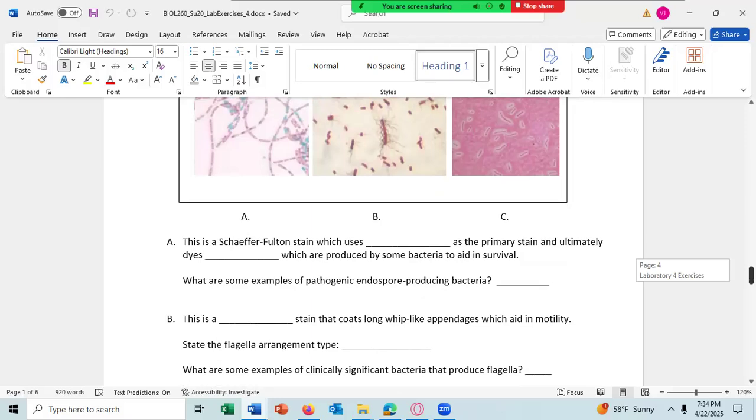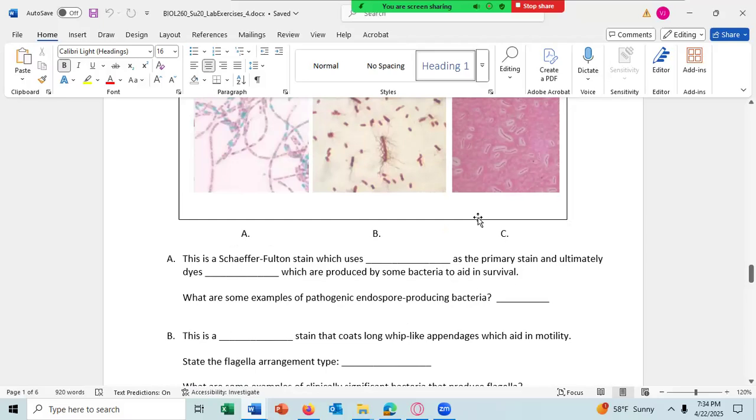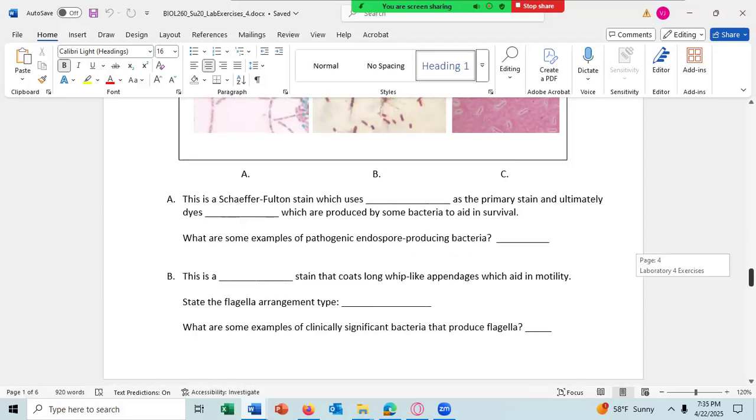For procedure 5B, this is a stain for that coats long whip-like appendages which aid in motility. State the flagella arrangement of the cells in this picture. And then for B3, what are some examples of clinically significant bacteria that produce flagella? Everyone who looks up the answer should get it right.